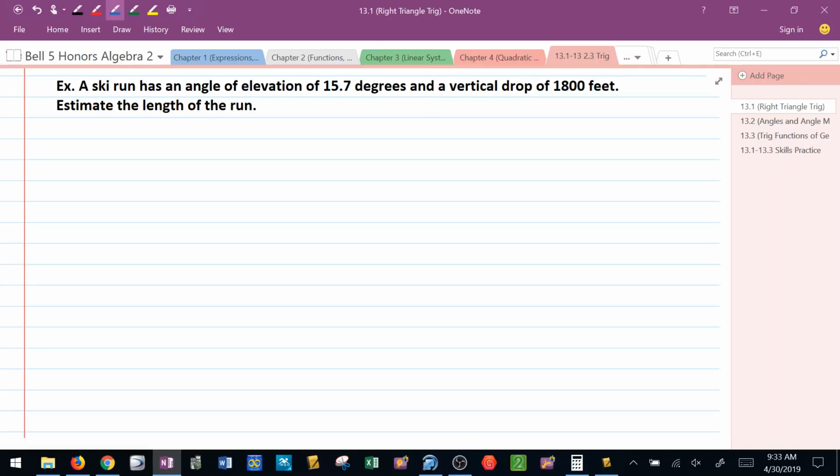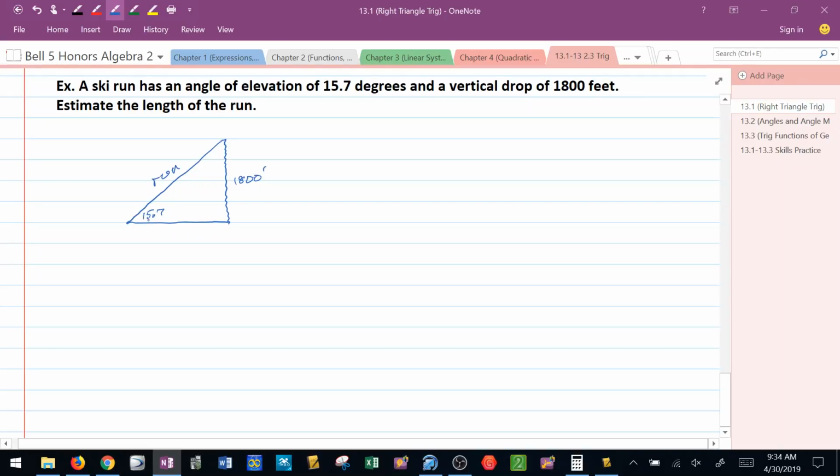So here's what I know. I'm going on a ski run. This is my run right here. I'm going down a hill. They tell me there is a vertical drop of 1,800 feet. They say it has an angle of elevation of 15.7 degrees, which means this angle down on the bottom is 15.7. Remember, elevation means look out, then look up. So from this, I can use trig to figure out the length of the run.